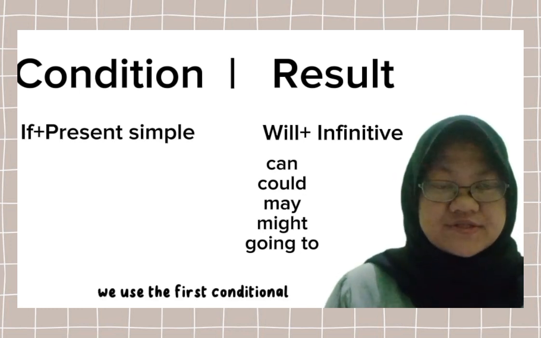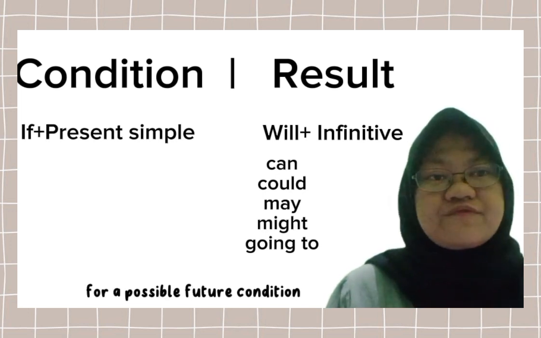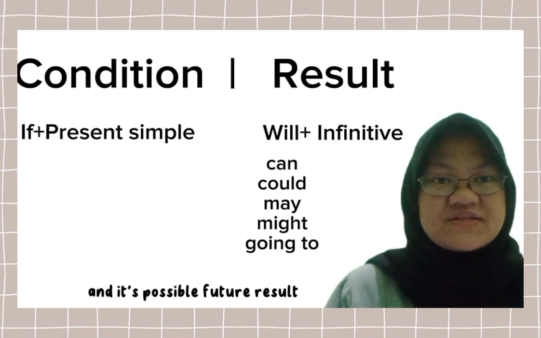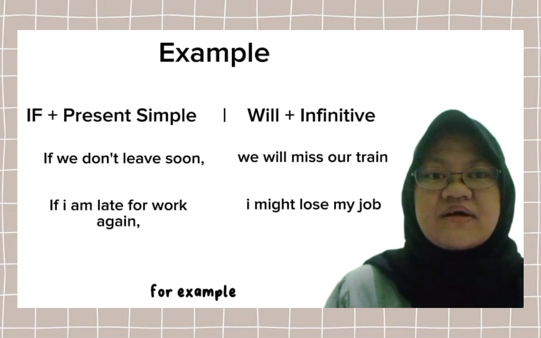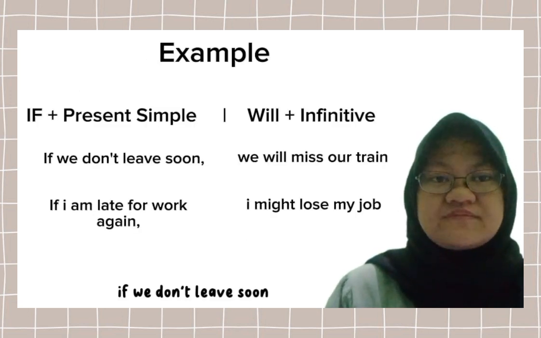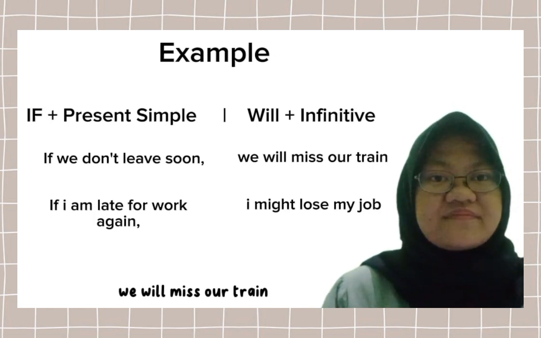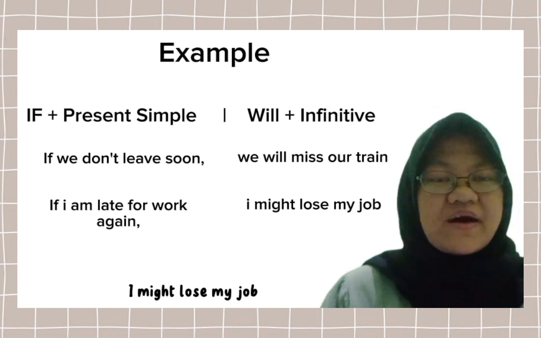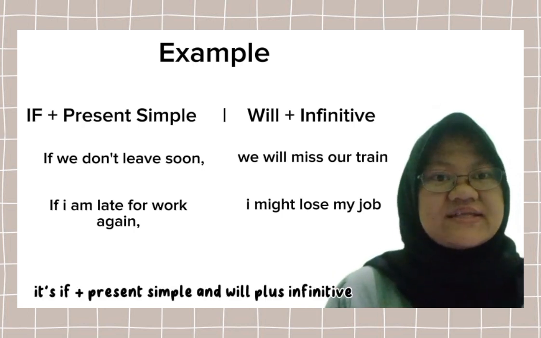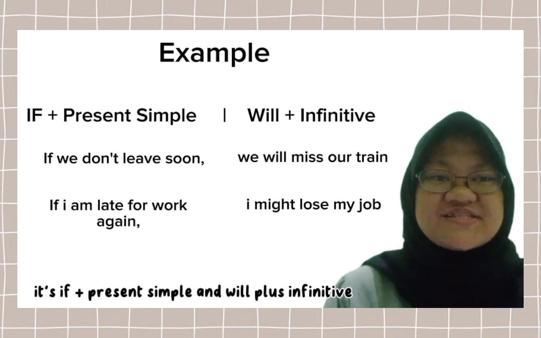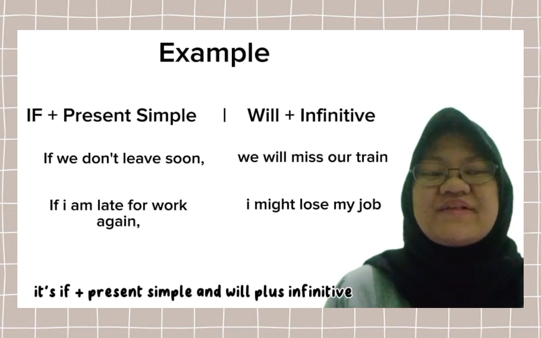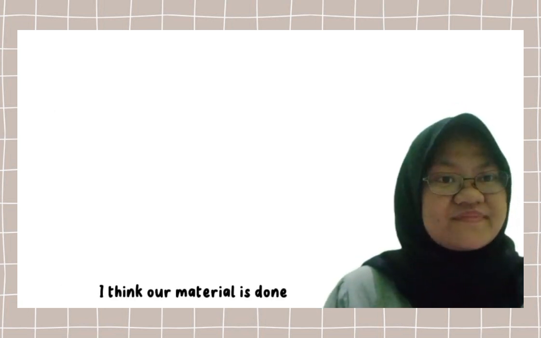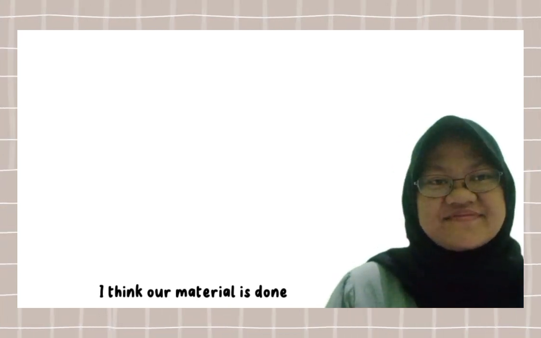We use the first conditional for a possible future condition and its possible future result. For example, if we don't leave soon, we will miss our train. If I'm late for work again, I might lose my job. It's if plus present simple and will plus infinitive. I think our material is done.